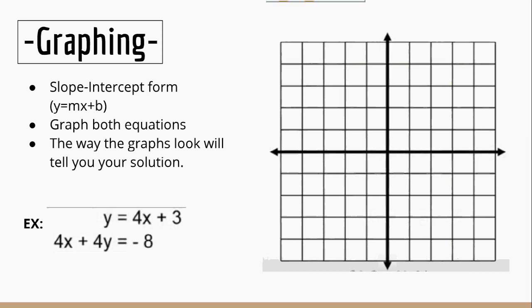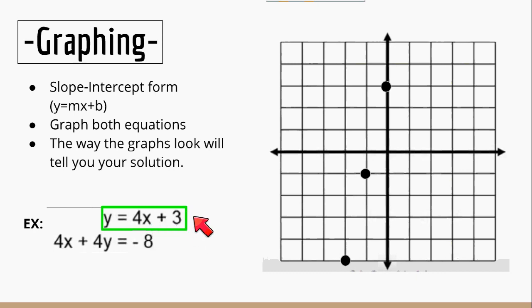So let's look at an example here. So we have a graphing example. Again, we want it in slope-intercept form. We're going to graph both equations and look at the way it looks at the end and see if we have one solution, no solution, or many solutions. So let's start with this first equation. The first equation is already written in slope-intercept form, so I've plotted the 3 points on the graph.